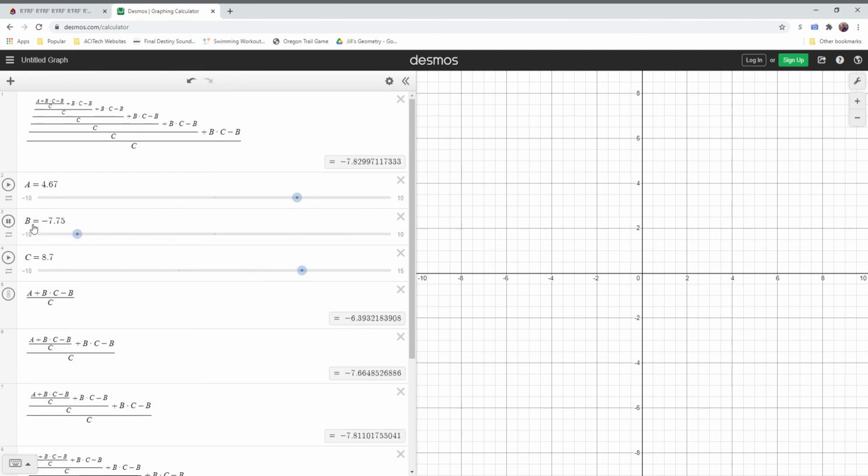Whatever that B value is, it's changing that. Like if I stop it right here at 6.33, I'm pretty darn close to 6.33. And this is how you can talk about mathematics when you do Rubik's Cubes.